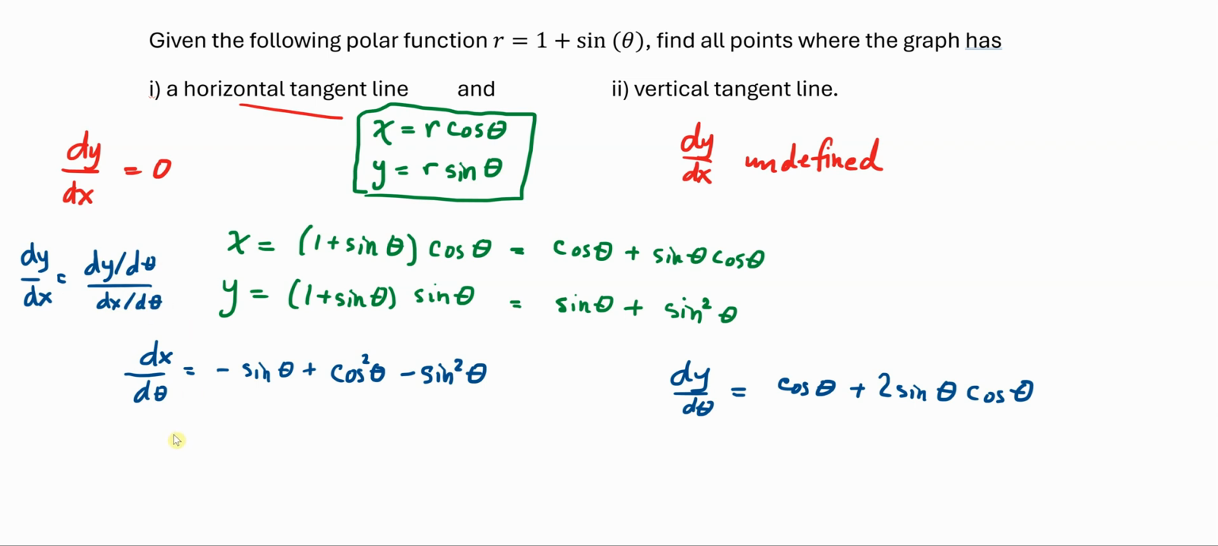Okay. So if the numerator is going to be equal to 0, then the whole thing is going to be equal to 0. So to check for the horizontal tangent line, we're going to check to see where dy d theta is equal to 0. And so that's what I'm going to do here. To check for a horizontal tangent line, we're going to check where dy d theta equals 0. So that tells us that 0 is equal to cosine of theta plus 2 sine of theta cosine of theta.